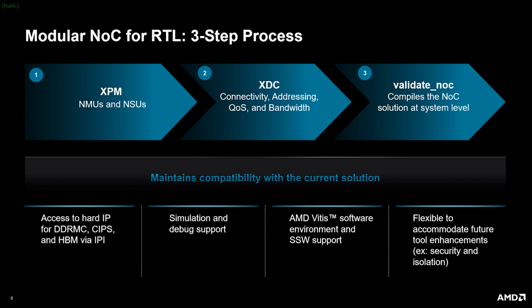Modular NoC addresses all the issues discussed in the previous slide, and it maintains compatibility with our current solution. Although hardened resources must still reside on an IPI canvas, connectivity between RTL NoC XPMs and BD NoC resources can still be achieved by creating NoC connectivity through XDCs. Simulation and debug flows, as well as Vitis Unified IDE and system software support, are unchanged since they occur after the NoC is aggregated during the validate NoC command. Finally, this solution is designed with enough flexibility that it can accommodate future enhancements such as security and isolation features.